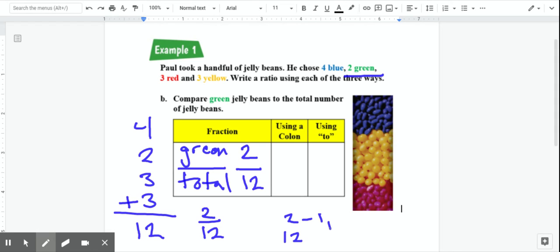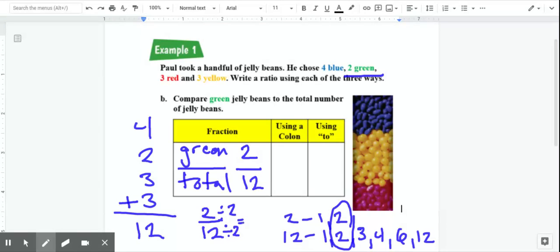2 has factors of 1 and 2. 12 has factors of 1, 2, 3, 4, 6, and 12. And so then I'm looking for the number that's the greatest in those numbers right there, which would be 2. So I'm going to divide the top, which would be my numerator, and the denominator, the bottom, both by 2.